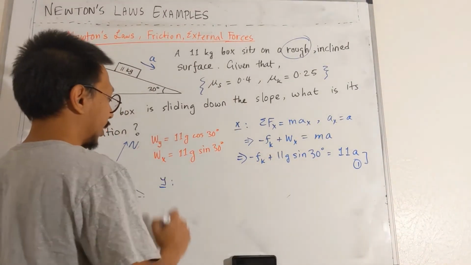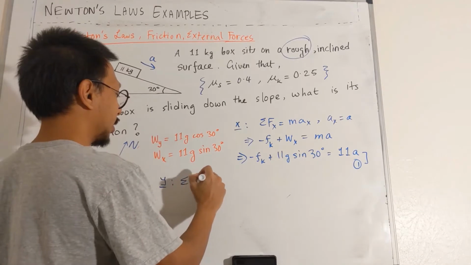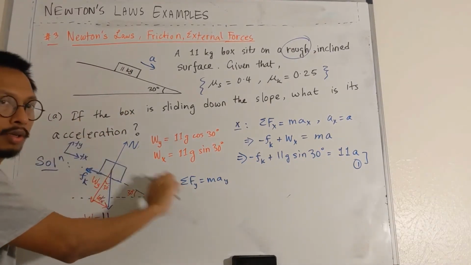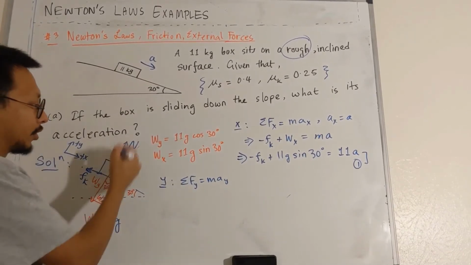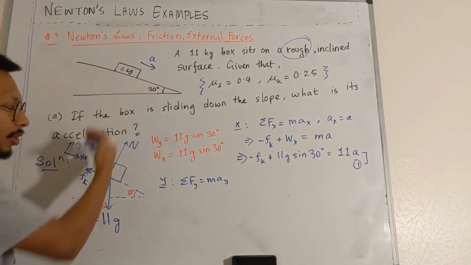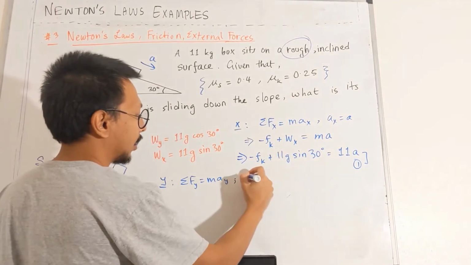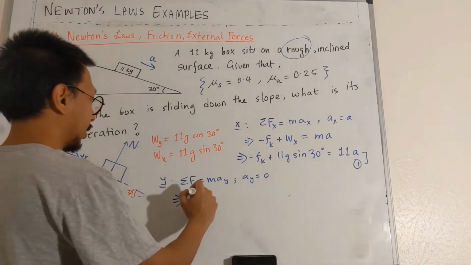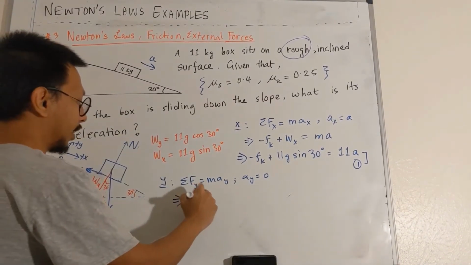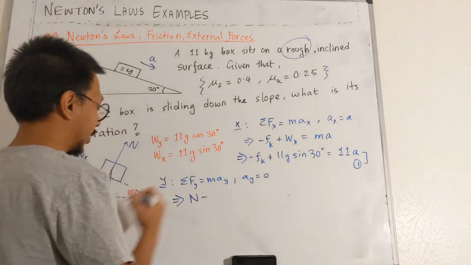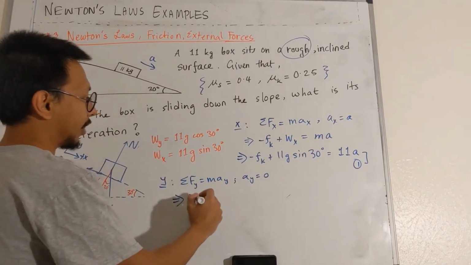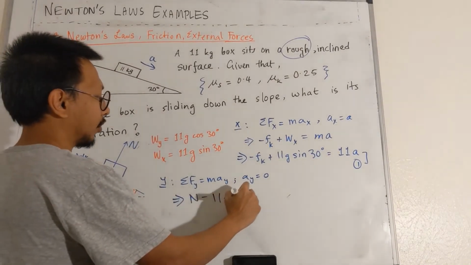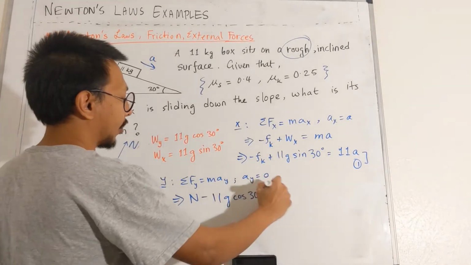In the y direction, what do we have? Summation of Fy is equal to m ay. The box is only sliding down the plane, so it is not moving in the y direction chosen. It is not moving perpendicular to the plane. Hence, ay is 0. Therefore, we have the summation of forces would be N in the positive y direction, Wy in the negative y direction. So N minus Wy, which is nothing but this 11 times g cosine 30, equals 0.